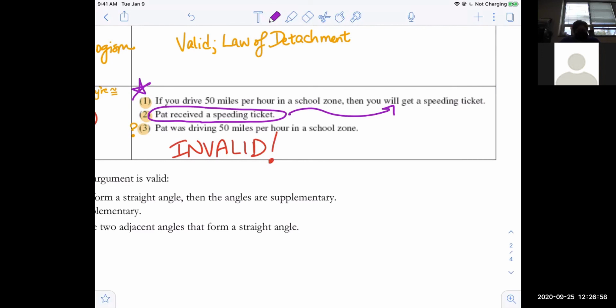Again, if it's referring to the conclusion instead of the hypothesis, if it's going to the end here rather than the beginning, you're not going to be able to make a valid conclusion from that. So it is possible Pat was driving 45 miles per hour in a school zone. It was possible he was speeding not even in a school zone. Okay, there's other ways that he could have gotten a speeding ticket.